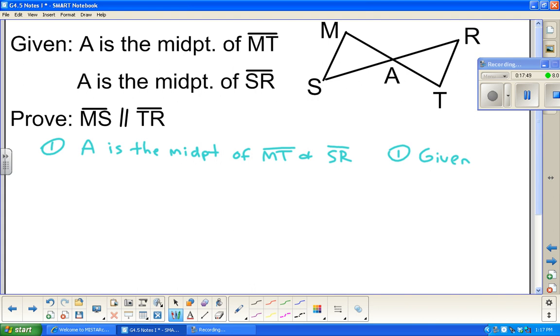All right, what you got? Before that, let me. MT is congruent to SR. Wait, isn't angle M? Okay, good. So if we take these one at a time, if A is the midpoint of MT, that means it cuts that in half. So those two are equal. Okay. So that would be a good next thing to do. MA congruent to AT.